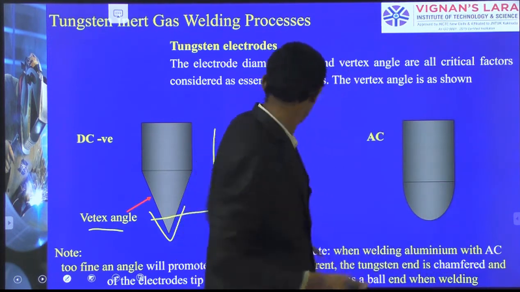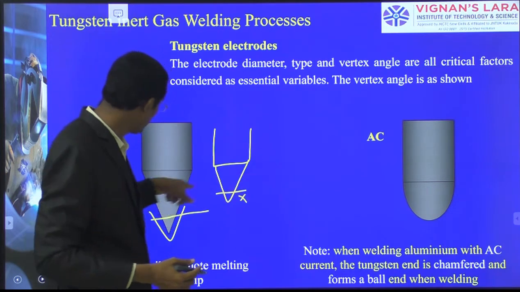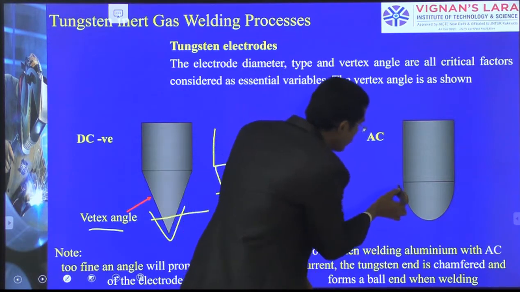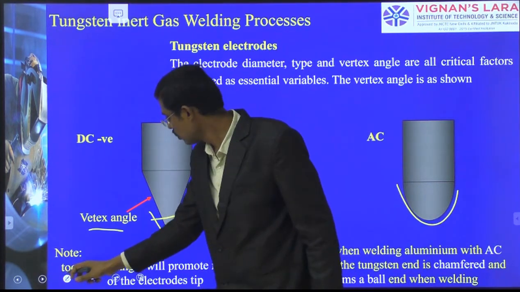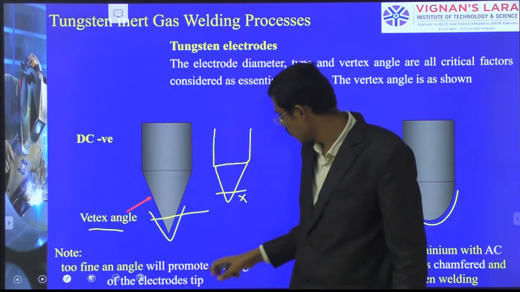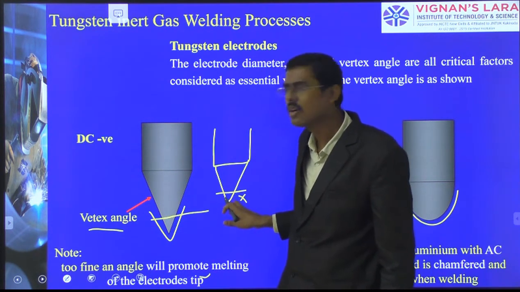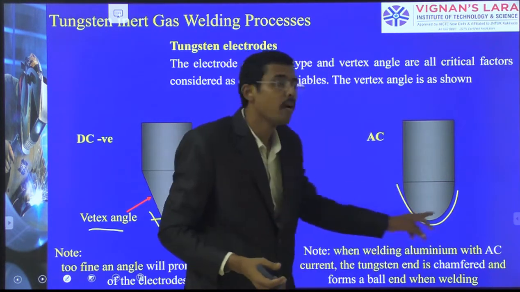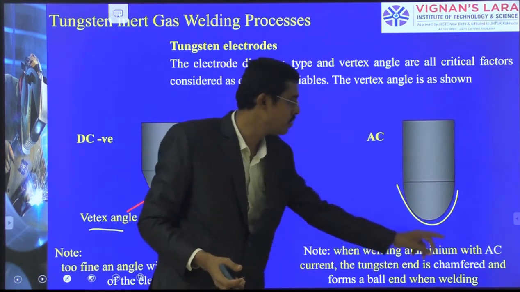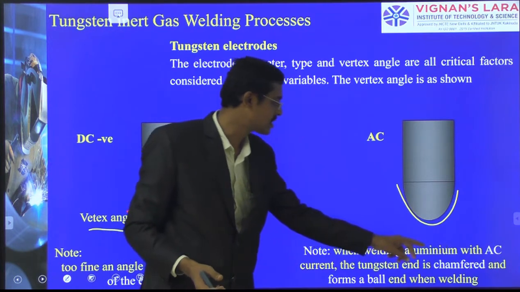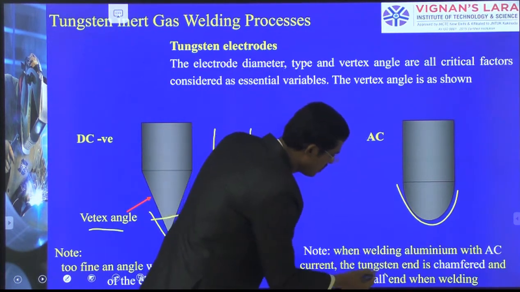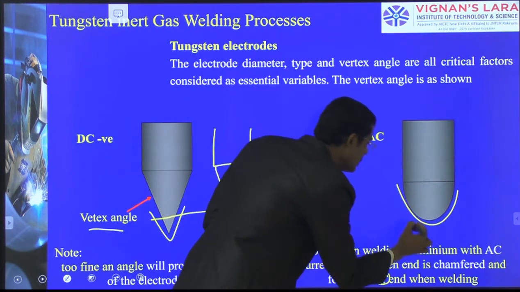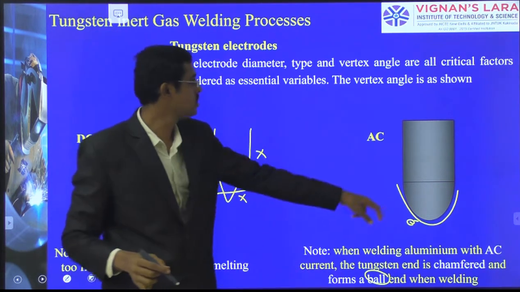Therefore, what am I doing? Instead of a flat, we are going for the sharp. But sharp creates breaking at high temperature. Therefore, I am converting the sharp into a ball end. Too fine an angle will promote melting of the electrode tip. So we are not going for too fine a sharp, but we are not using the flat either. Instead of that, we are using the ball end. So when welding aluminum with alternating current, the tungsten end is chamfered and forms a ball end during the welding process. Here also, instead of a flat, the electron release will be high at the ball end. So we can use the ball.